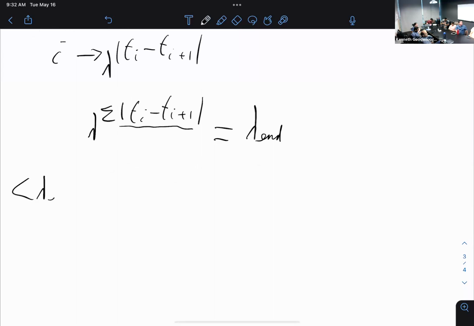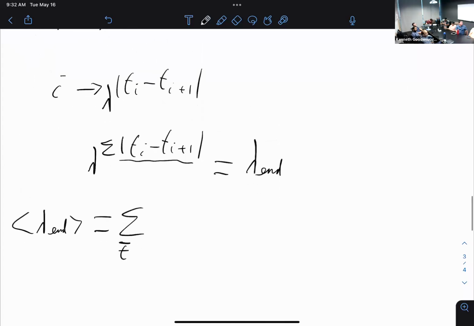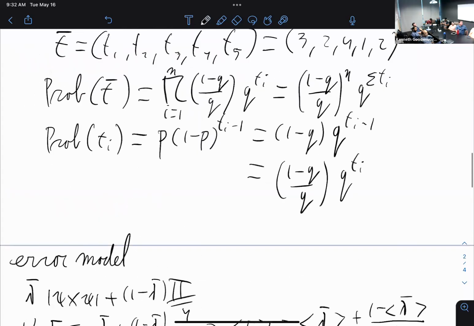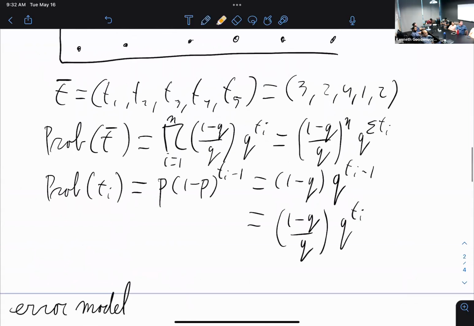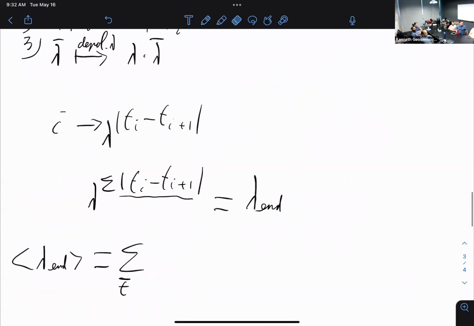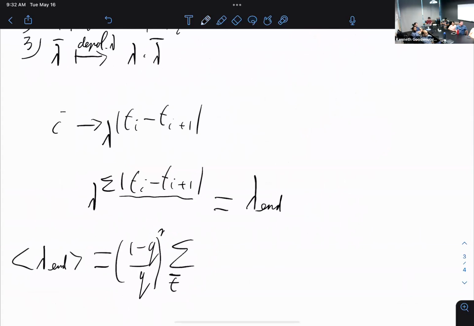So let us now calculate the average lambda end-to-end. This is going to be the sum over all possible instances, which we characterize by these T sequences, times the probability. Well, if we go up here, we know that's given by this quantity here. So let me just write that down. And in fact, let me just pull out that constant factor. So we had this 1 minus q divided by q to the power n. There's nothing really interesting happening there. Then we have q to the power sum over the Ti's times lambda. Oops, that should be a minus.